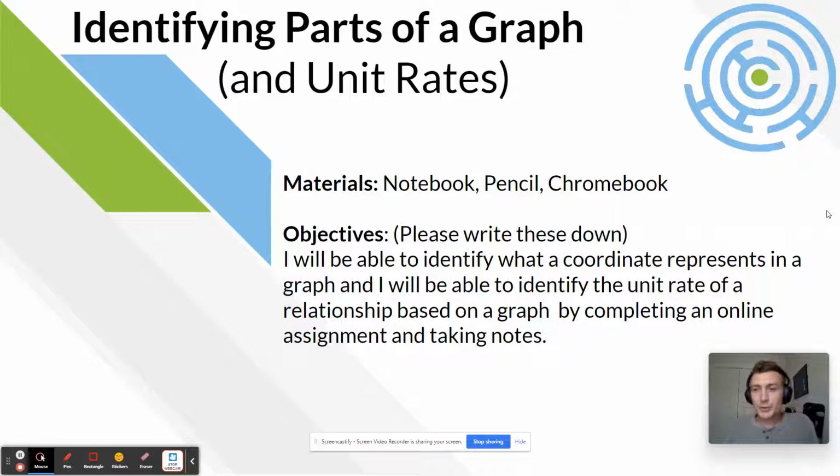So today you're going to need your Chromebook, which is not a Chromebook, it's an iPad. I will get that right one of these days, I promise, but not today. Notebook and a pencil are also needed.